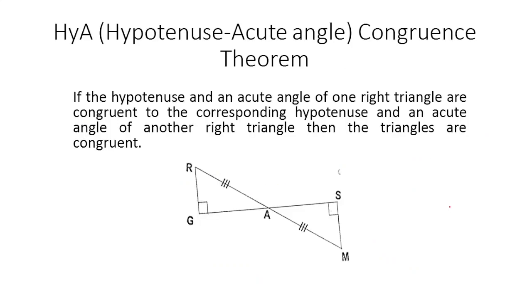Now, let's begin with the congruence theorems. First one is hypotenuse acute angle. If the hypotenuse and an acute angle of one right triangle are congruent to the corresponding hypotenuse and an acute angle of another right triangle, then the triangles are congruent. As you can see, we have two triangles here. They are right triangles. Why do we say right triangles? Because we have a right angle. Mr. Right is our triangle.